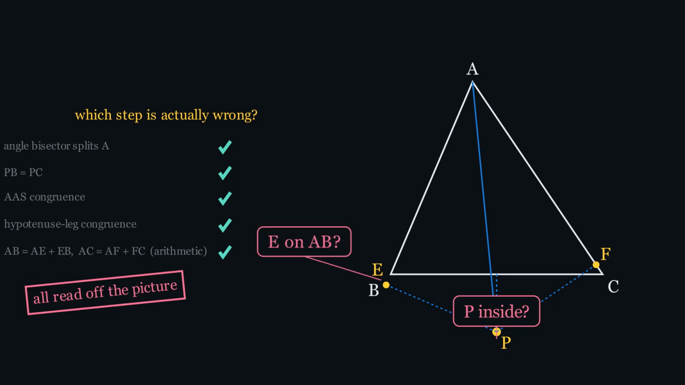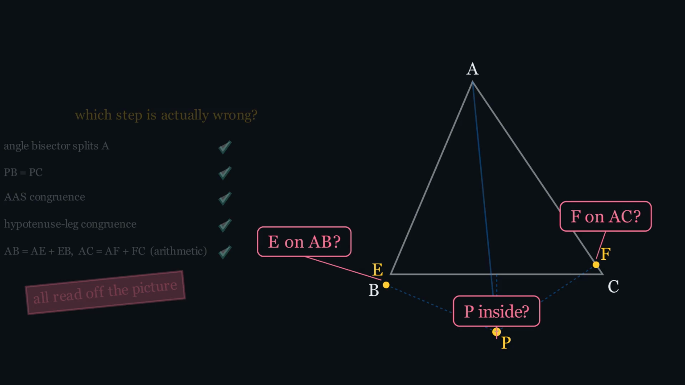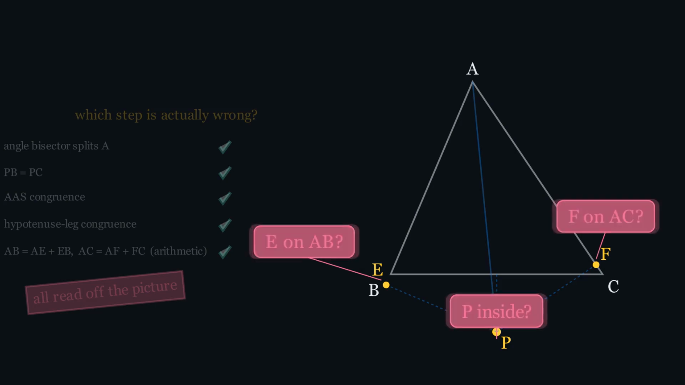AB, the picture says. Where's F? On side AC, the picture says. But nobody proved any of that. We drew a convenient triangle and trusted the drawing. The lie isn't in a step. The lie is in the diagram. Let me draw it honestly and show you what's really going on.